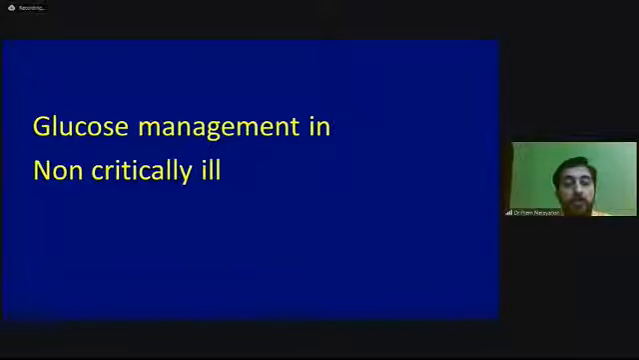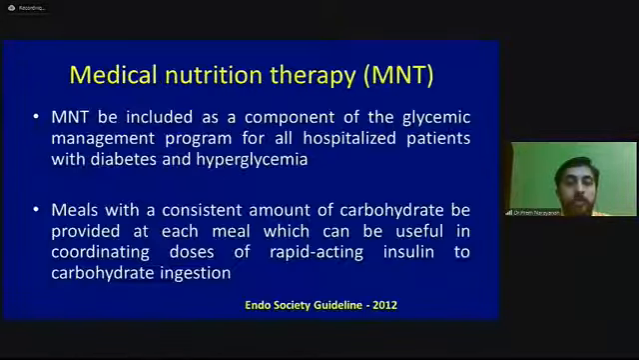Next, we move on from critically ill to non-critically ill patients' glucose management. First, importantly, is medical nutrition therapy. MNT should be included as one of the components of glycemic management in hospitalized patients with hyperglycemia. The diet should also be planned so that a consistent amount of carbohydrate is provided at each meal, which is useful in coordinating the doses of rapid-acting insulin to carbohydrate ingestion.